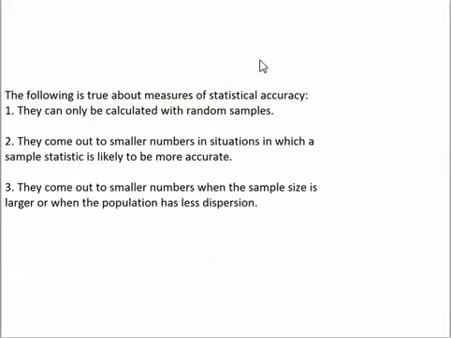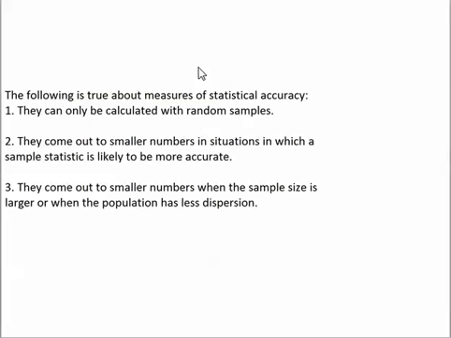When a sample is randomly selected from a population, the sample statistic is likely to be more accurate if the sample size is larger or if the population has less spread or dispersion. However, when a sample is non-randomly selected from a population, then the accuracy of the sample is less predictable.